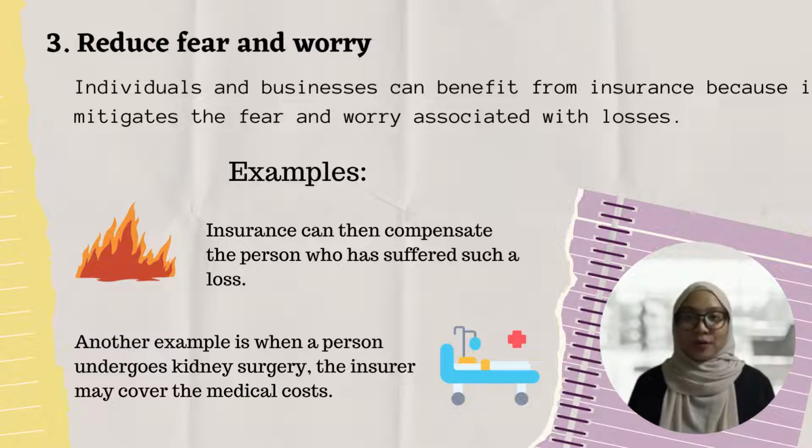When something bad or an accident occurs unexpectedly, the insured should not be concerned about the cost. For example, if a fire interrupts a business's operations and results in a loss of profits, insurance can then compensate the person who has suffered such a loss. Another example is when a person undergoes kidney surgery, the insurer may cover the medical costs.